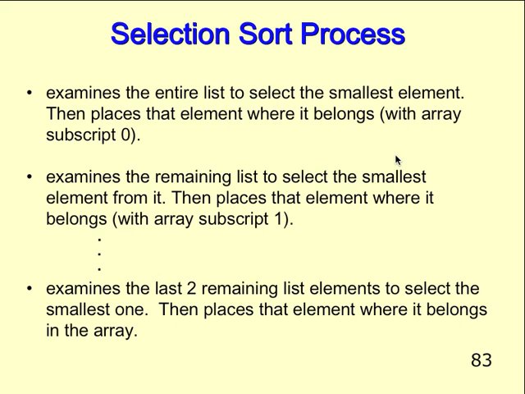So the selection sort process: what you're going to do is examine the entire list to select the smallest element and then place that element where it belongs, at array subscript 0. Examine the remaining elements, select the smallest element from there, and order it from smallest to largest essentially, placing each element where it belongs: number 1, number 2, number 3, number 4, until you get all the way up to the end. Examine the remaining 2 elements in the list, select the smallest one, then place that one where it belongs.